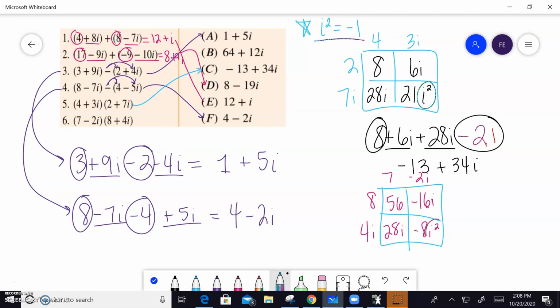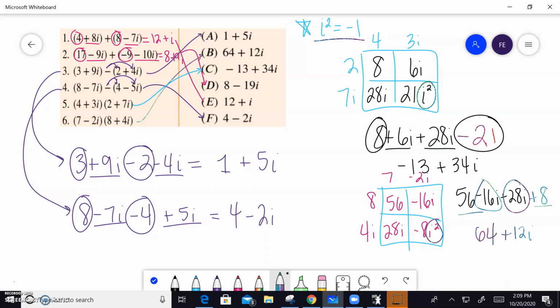But we can be careful, because that i squared we know means negative 1. So I'm going to bring out of this problem 56 minus 16i plus 28i. And instead of writing it as negative 8i squared, I'm going to go ahead and change it. Negative 8 times a negative 1, which is what i squared stands for, is just going to give me a positive 8. Now you can combine like terms. 56 plus 8 gives me 64. And then my imaginary terms, a negative 16 plus 28, give me positive 12i, meaning that this one goes with B.